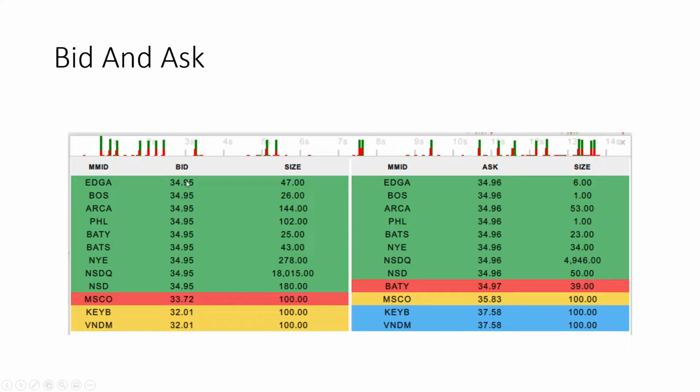You're probably thinking, okay, if we have someone bidding $34.95 and somebody asking $34.96, there's a discrepancy here. There's a 1 cent difference. So what is that called? That is called the spread, because buyers and sellers have not agreed to sell at the same level. When they do, this transaction will take place.